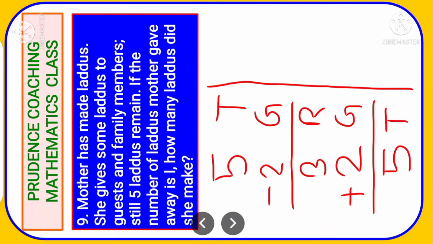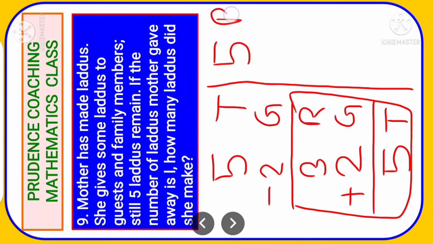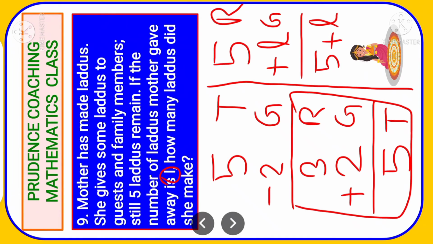Similarly, in this particular sum, if we just consider the last 3 steps, the remaining number of laddus is given to be 5. So this one is remaining. And how many laddus did mother give away? That is L. Now if the guest and the family member return this number of L laddus, that is 5 plus L, then what will be the number of laddus with the mother? That is 5 plus L. So this 5 plus L is the number of laddus which was made by the mother.